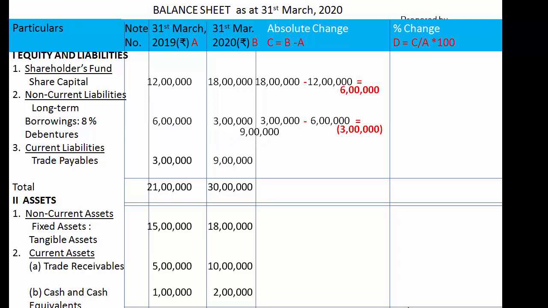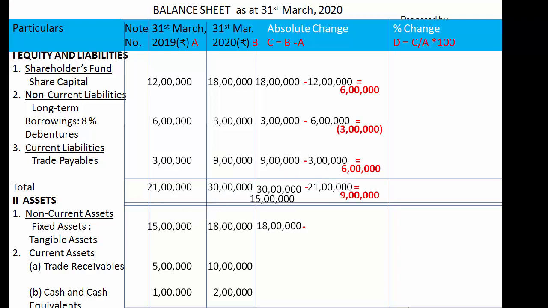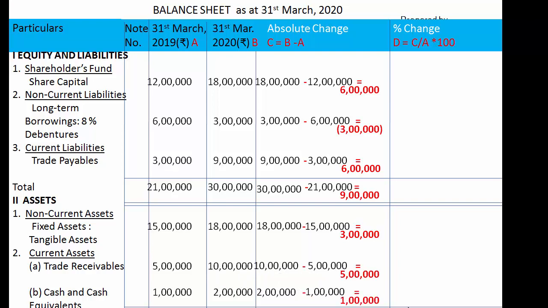Next, trade payables. 9 lakh minus 3 lakh is equal to 6 lakh. Next, 30 lakh minus 21 lakh is equal to 9 lakh. Next, 18 lakh minus 15 lakh is equal to 3 lakh. Next, 10 lakh minus 5 lakh is equal to 5 lakh. Next, 2 lakh minus 1 lakh is equal to 1 lakh. Next, 30 lakh minus 21 lakh is equal to 9 lakh.